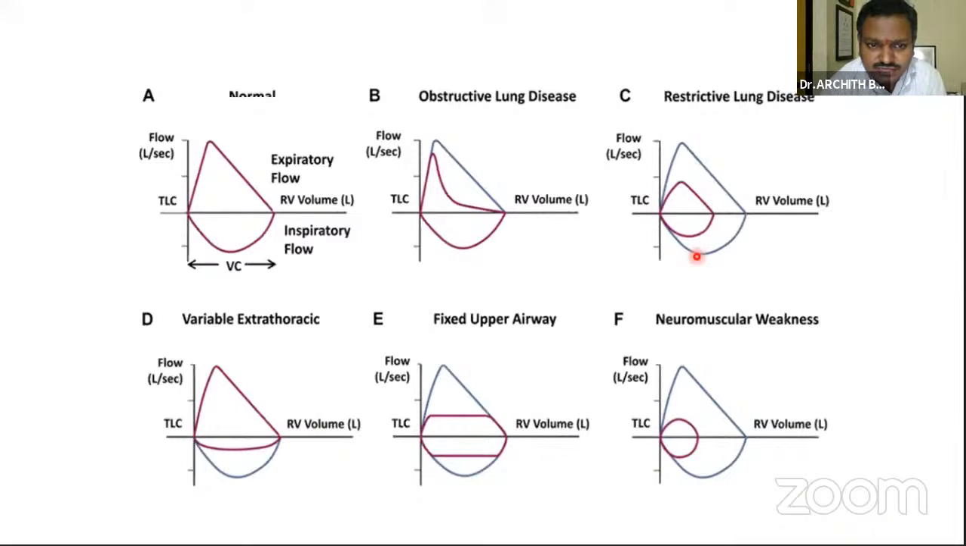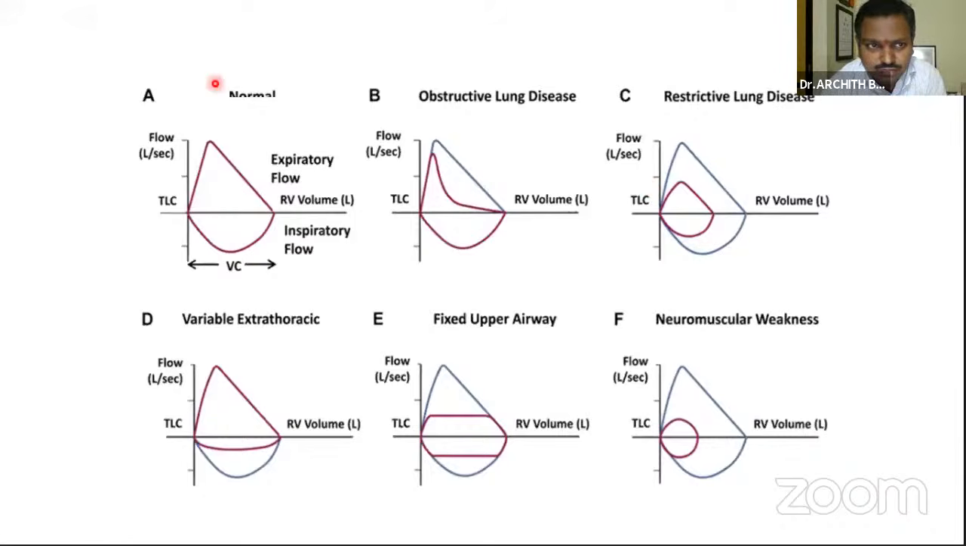The next pattern is where you have certain obstructions, which could be variable extrathoracic obstruction, where you see it during inspiration, going much slower. Whereas in fixed upper airway obstruction, you get a classical rectangular pattern. Neuromuscular weakness is something like the restrictive pattern, but much more rounded in shape and much smaller compared to the classical restrictive disease.